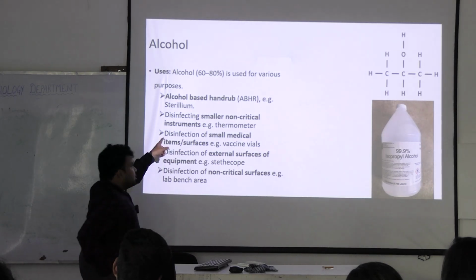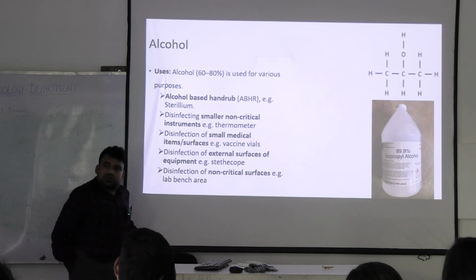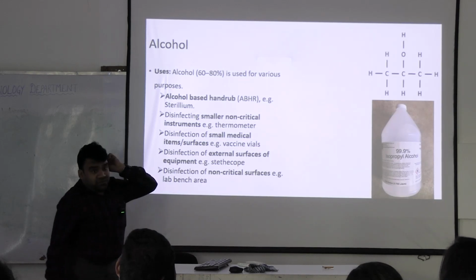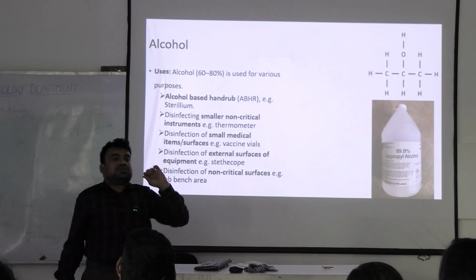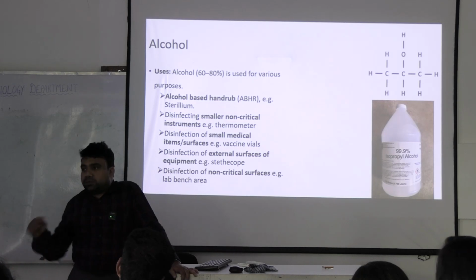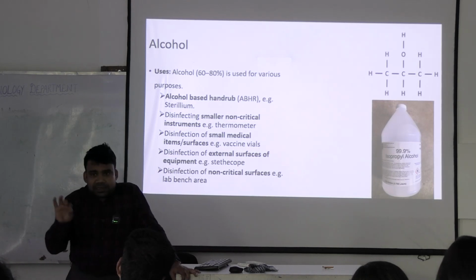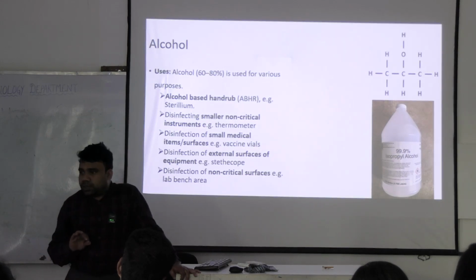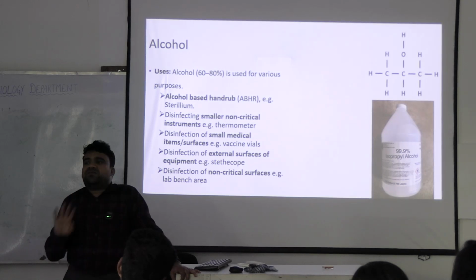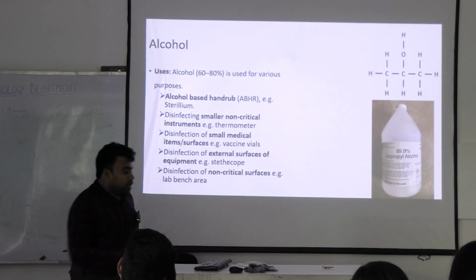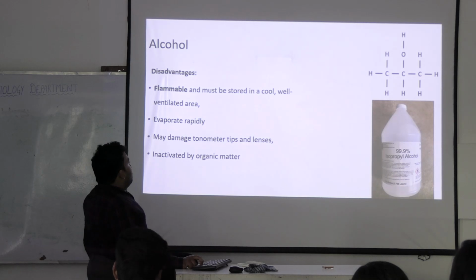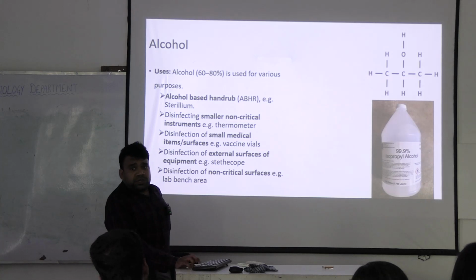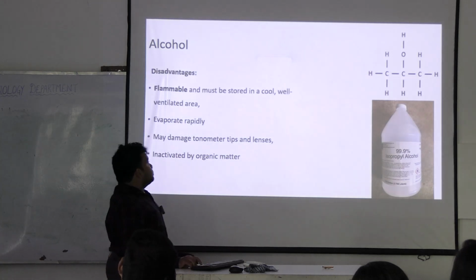Next, you can use it for disinfecting smaller non-critical instruments like a thermometer or an ECG probe, and small medical devices like a vaccine vial. I think in blood culture, before we open the blood culture bottle, we clean the top of the bottle with alcohol. So these can also be used. Okay, they are not sporicidal, but viable bacteria will be killed. Another important use is non-critical areas like the lab bench. I'll come to it later when discussing how disinfection actually is done.